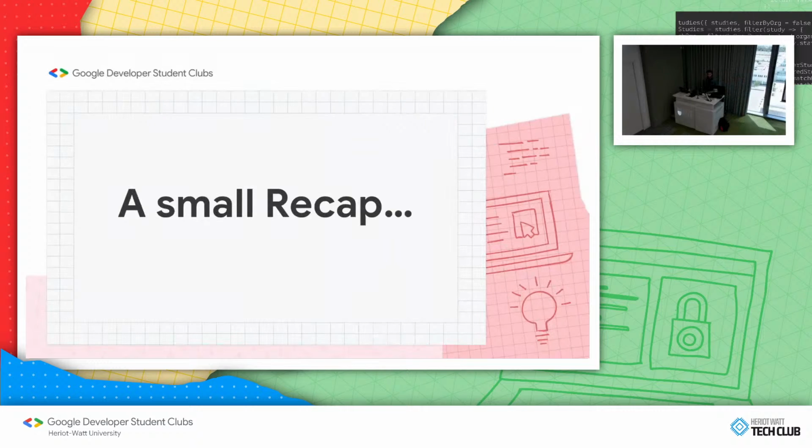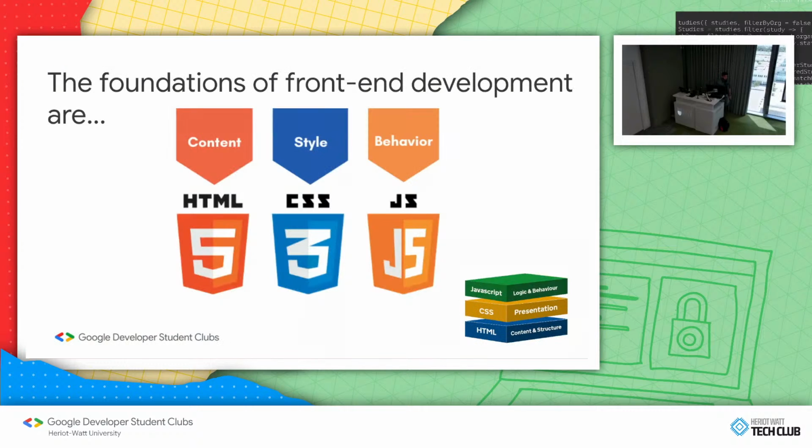So before we move on, let's have a small recap of what's already done. We discussed this earlier. There are three basic foundations of web technologies. The front end basically is made of HTML, CSS, and JavaScript.